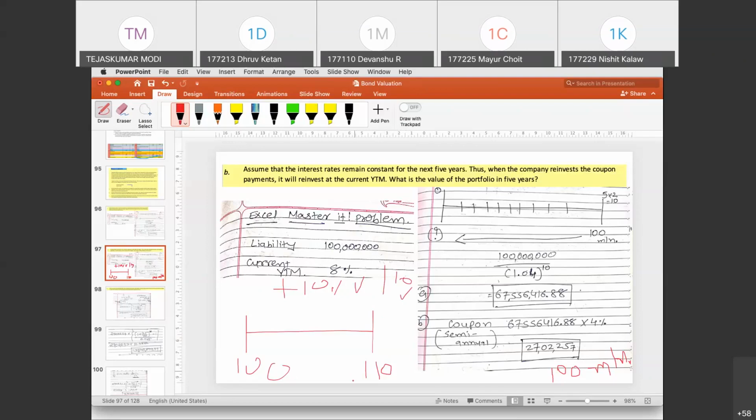What if I discount this 110 with this 10%? What is going to be the present value? 100 itself. Right? So when you are discounting at the market return and the coupon and market return are the same, then it must be selling at face value. That is what I am saying.